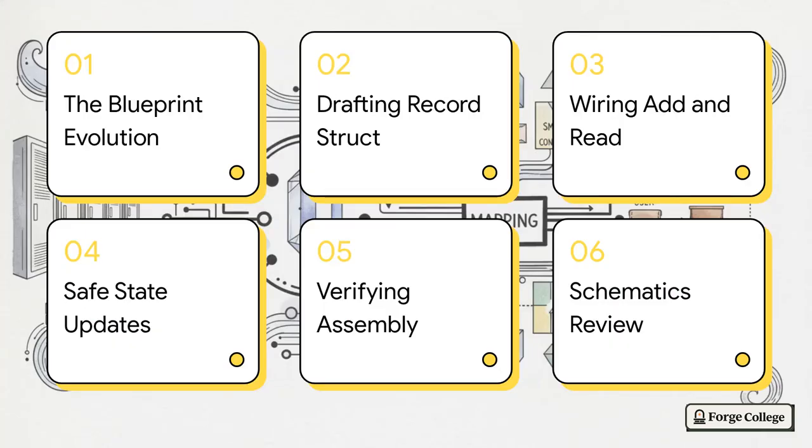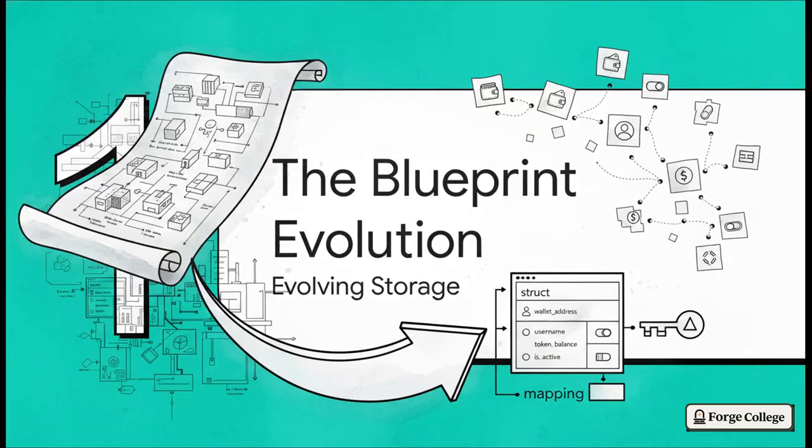So here's our game plan for today. We'll start with the storage blueprint evolution. Then we'll draft our record struct, wire up the add and read functions, cover safe in-place state updates, verify the assembly, and then wrap things up with a schematics review. Let's break some ground.